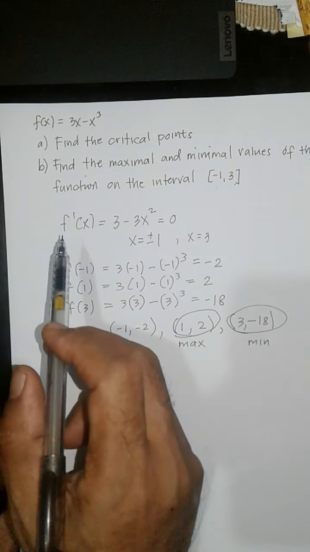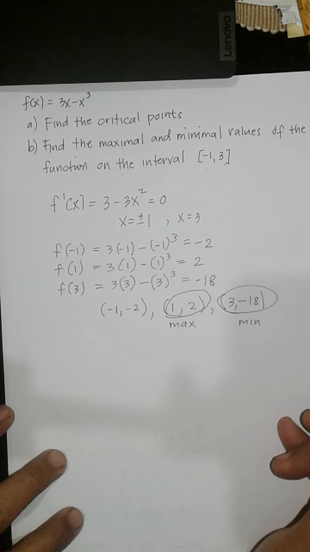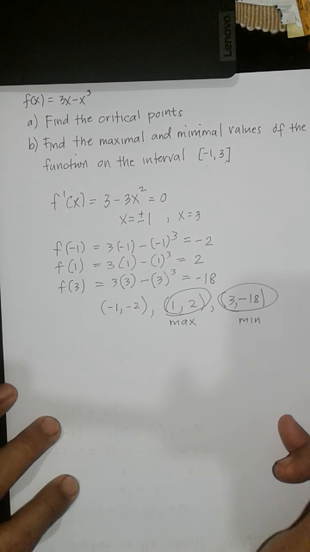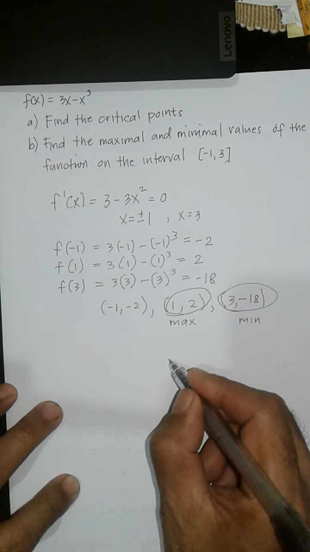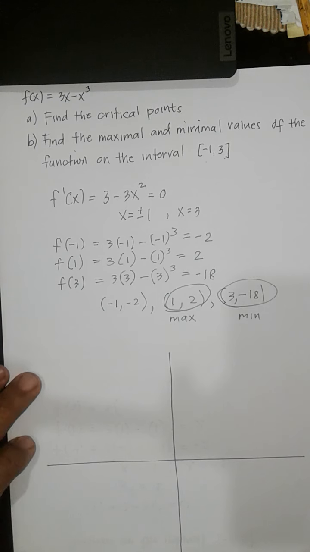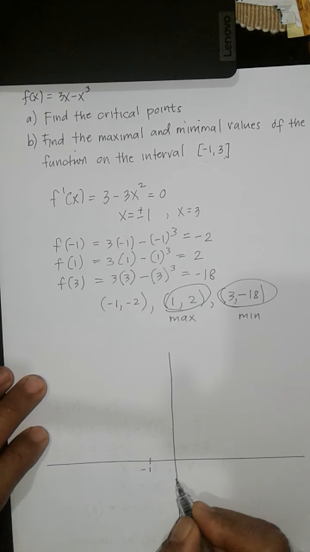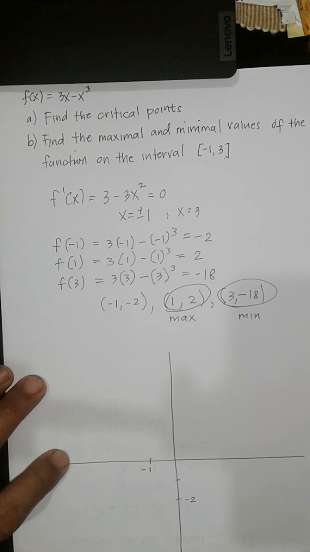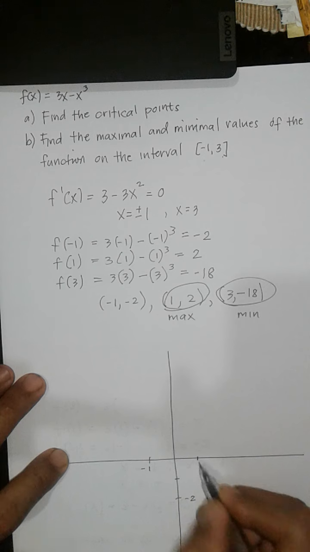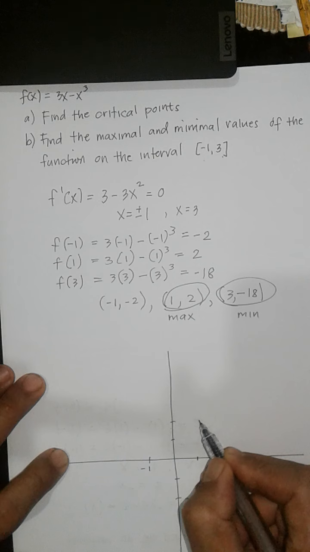So again, our function is f of x equals 3x minus x cubed. How are we going to graph? If I am to graph within that given interval, -1 to 3, I can actually plot -1, -2. So -1 and -2 is somewhere here. That's -2. We can also have 1 here. Then, of course, we have 2.